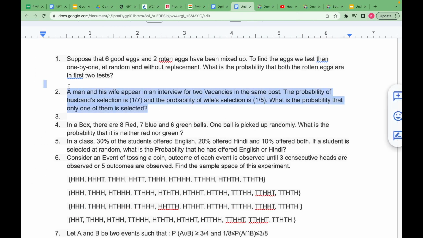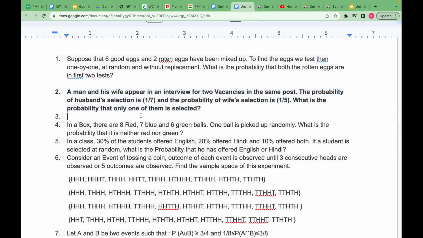So this is the question now. A man and his wife appear in an interview for two vacancies in the same post. So there are a total of two vacancies, and the probability that the husband gets selected in that job is 1 by 7, and for the wife's selection the probability is 1 by 5. So now what is the probability that only one of them is selected?